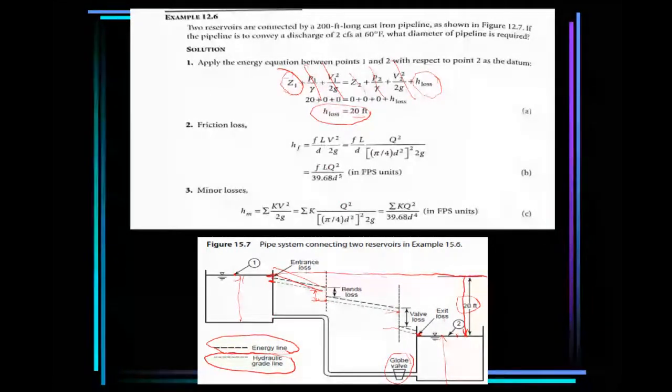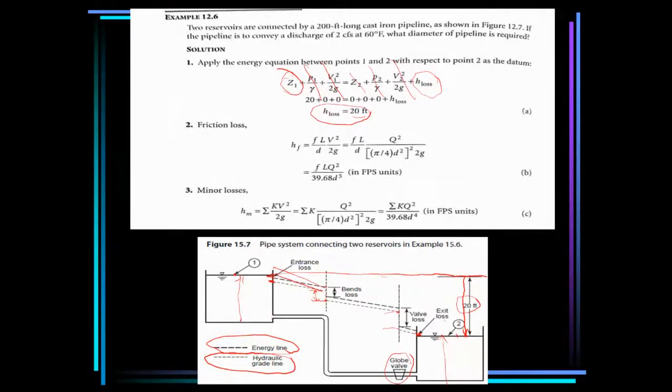We know L, we know Q, so we don't know F and D. So two unknowns in one equation, and don't forget, not even one equation. This is HF, because this is the total head loss, which comprises the frictional head loss and the minor losses. So this is the total head loss.